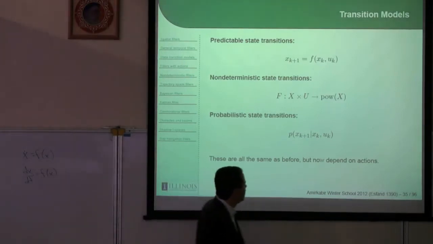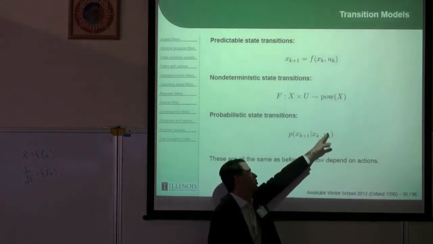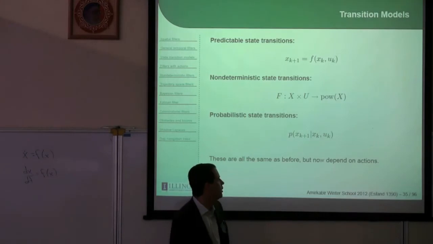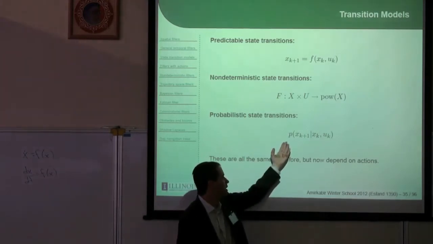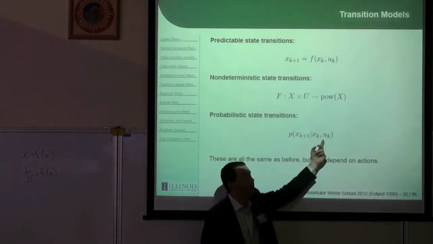And in the probabilistic case, we just put it on the other side here, on the conditional side. We get a u that we had. So in other words, this would be read as probability, a density of xk plus 1 given xk and uk.